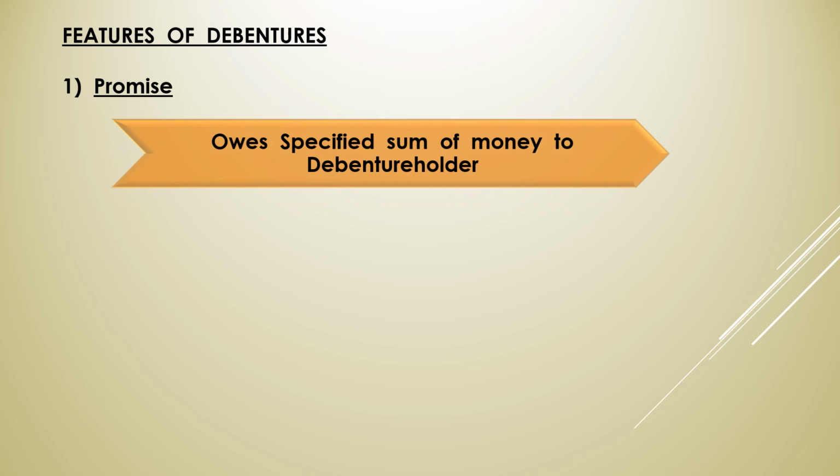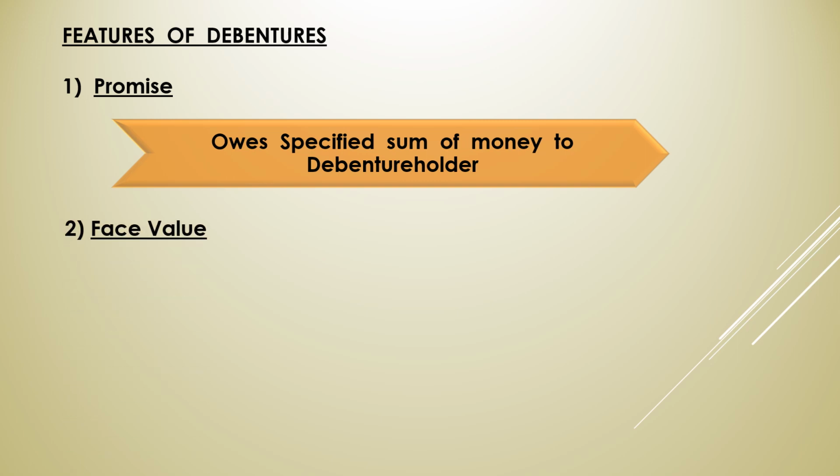The first feature is promise. The debenture certificate indicates that the company owes a certain specified sum of money to the debenture holder, which means that whenever the company takes a loan in the form of debentures from the debenture holder, this amount will be repaid back to the debenture holder at the time of maturity of debentures, and this promise is made by the company in the debenture certificate. The second feature is face value.